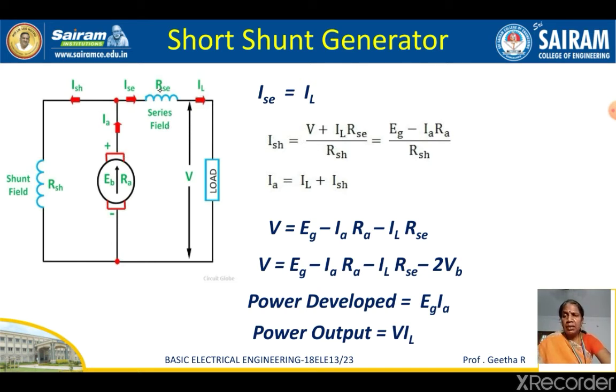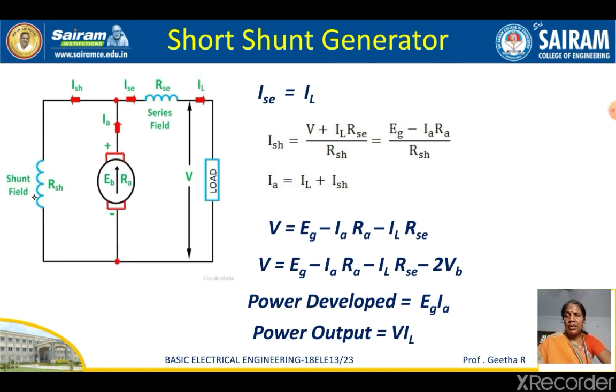So here the current through RSE is nothing but IA. The load current is here, you can see this and the load are both in series. So load current and IA are equal, IA is equal to IL, you can write. The shunt current is nothing but V plus IL RSE divided by RSH.